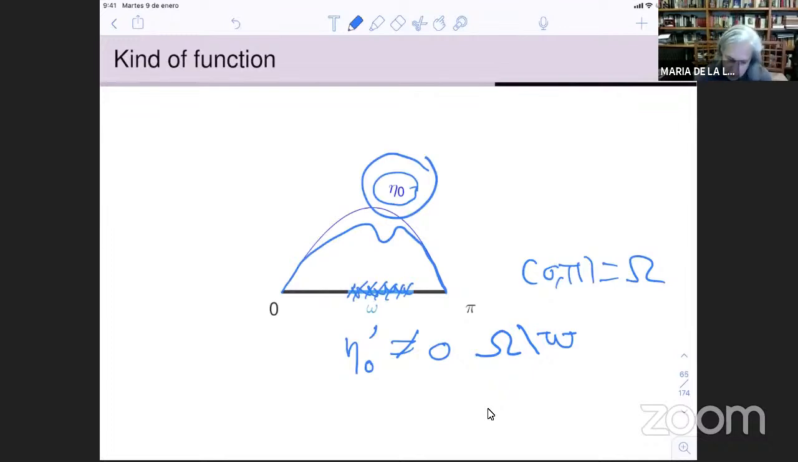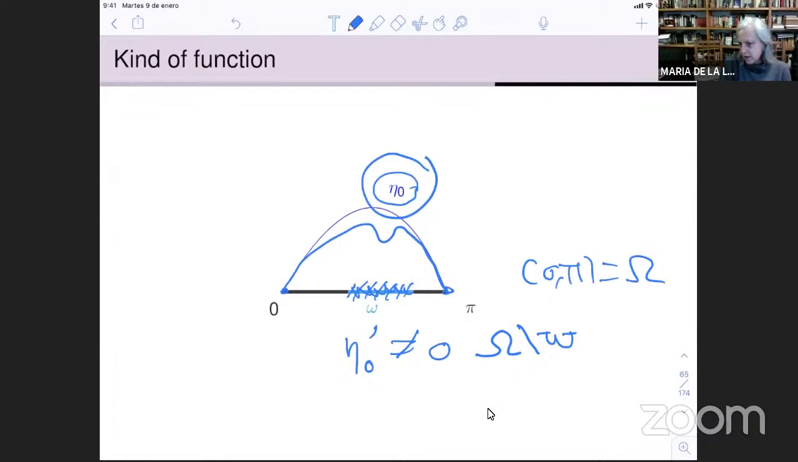So this is one of the situations you have with eta zero. So eta zero has to be of class, let's say, C2. And the other condition you need is that it is always non-zero. And okay, in my drawing, I put that eta zero has a value zero on the boundary.